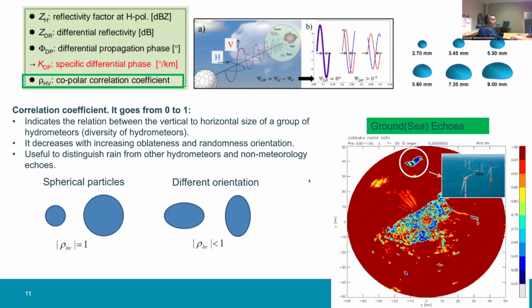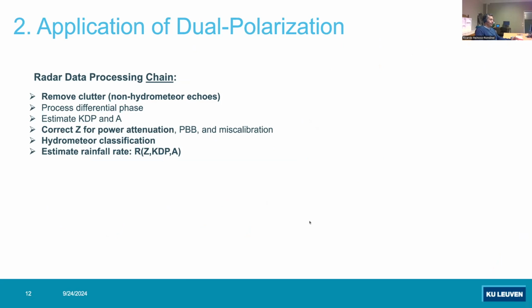That was my last introduction of the polarimetric variables. And now we can move to what we can do with this KDP, reflectivity, differential reflectivity, and correlation coefficient. There is a chain that we need to follow more or less, and this is the order that we normally use for the quality control of weather radar echoes.